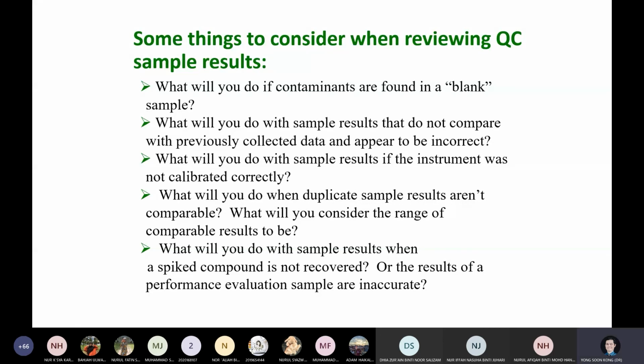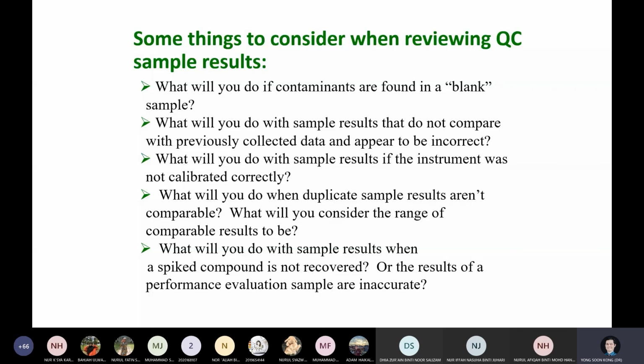How many duplicates do you want? What is the purpose of having blanks? How much blank? How many replicates? These are the questions that you need to ask yourself first when you do your environmental sampling plan, because there's no definite right or wrong answer. I know you may have been given a template earlier, but you do not need to copy exactly, because after all, it comes back to your objective. So it's up to you.